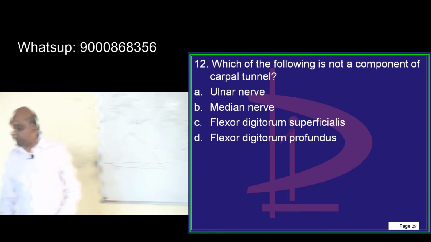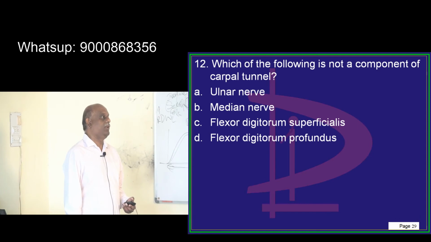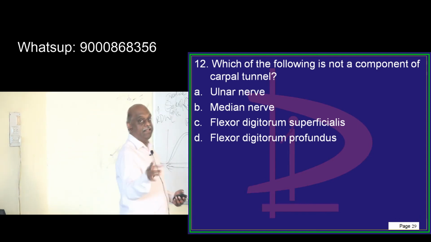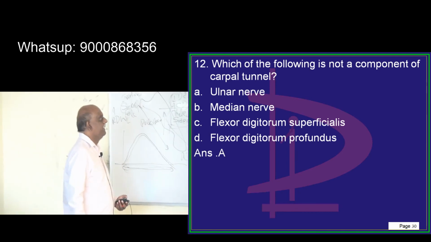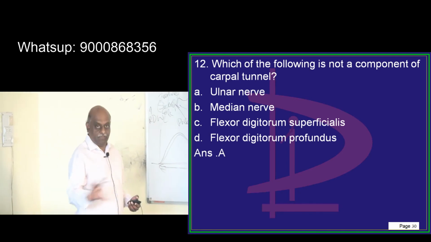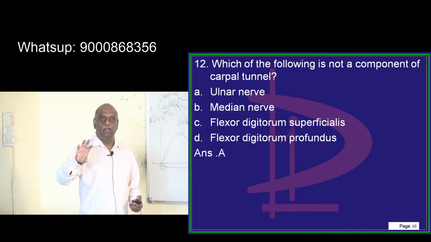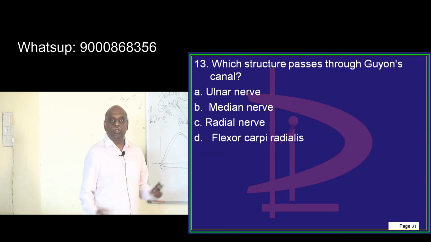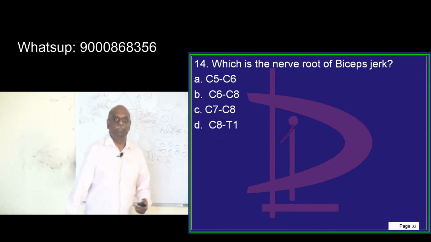Now this is the cheapest question on the planet. If you get this wrong too, you are ready for next year's NEET PG. The median nerve passes through the carpal tunnel, the ulnar nerve will not, but flexor digitorum superficialis, profundus, everything does. What things constitute the carpal tunnel? What are the contents of the carpal tunnel? Everything you should be sure about. In Guyon's canal, the ulnar nerve is the one which passes.